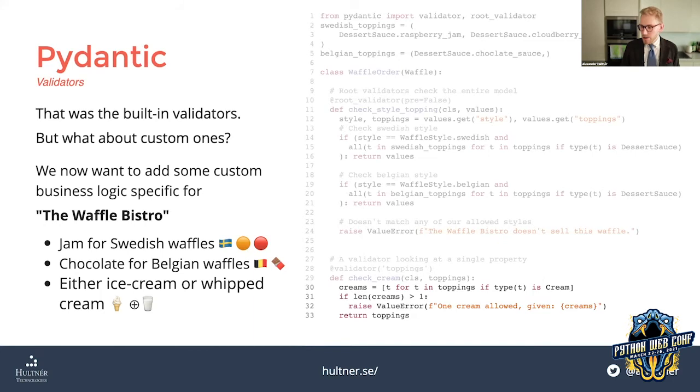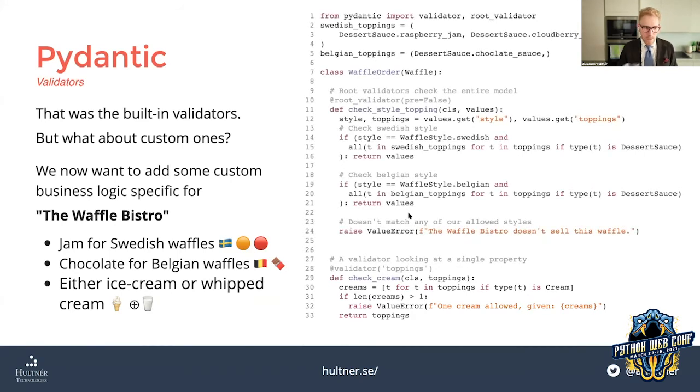And if there's more than one, we'll raise a value error saying that only one cream is allowed, and also show the user which creams they gave us. And if everything passes, we return the toppings and the object is instantiated. All the code is also in a Jupyter notebook on my GitHub, and you can find those links from the slides, so you know that for later.